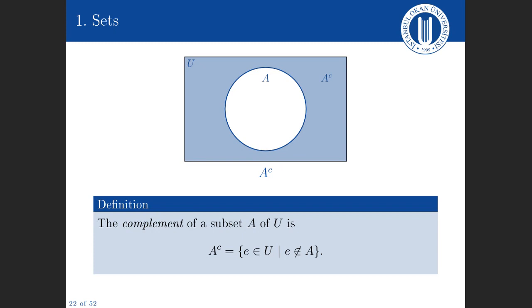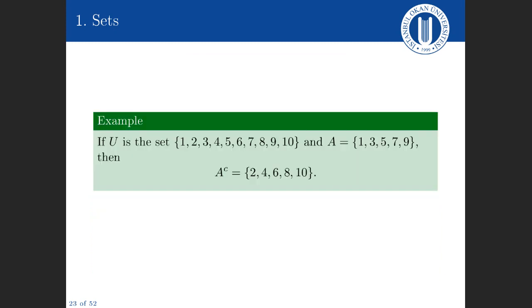Now to talk about the complement of a subset. This is everything which is not in A. For example, if U, that's the set of everything that we're thinking about at the moment, is the set 1, 2, 3, 4, 5, 6, 7, 8, 9, and 10, and suppose that A is the set of odd numbers in U, then the complement of A is everything which is not in A. That's the even numbers, 2, 4, 6, 8, and 10.